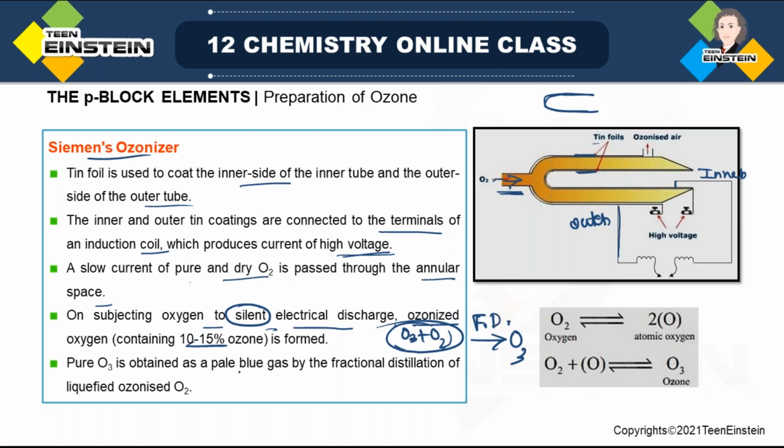Pure O3 is obtained as a pale blue gas by the fractional distillation of liquefied ozonized oxygen, because there is a difference between their boiling points. So that is why fractional distillation is possible.